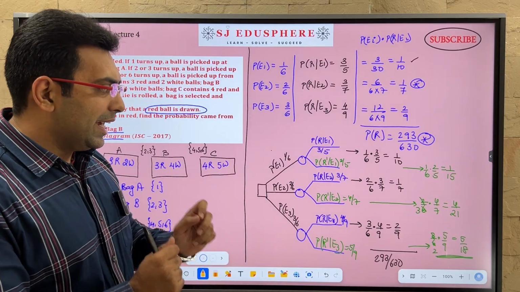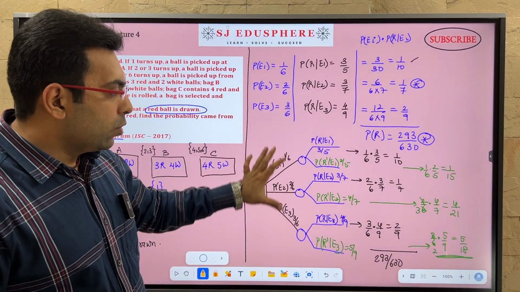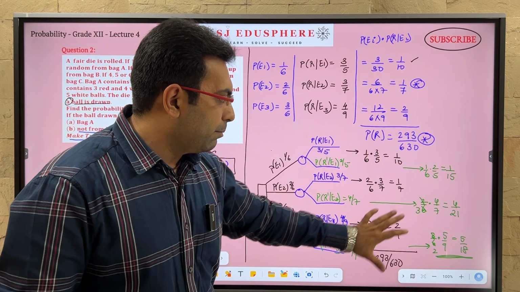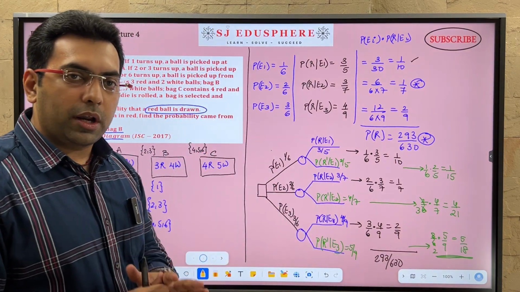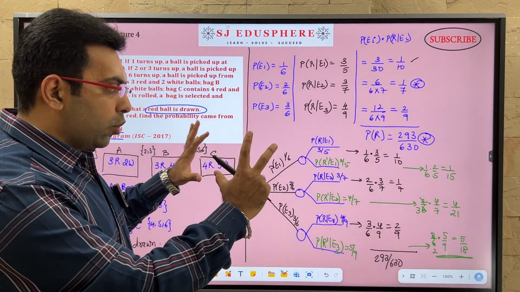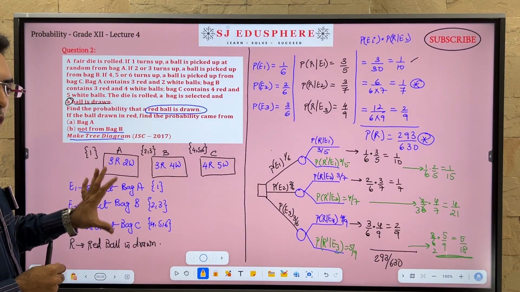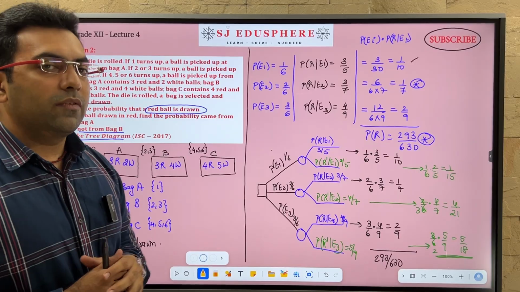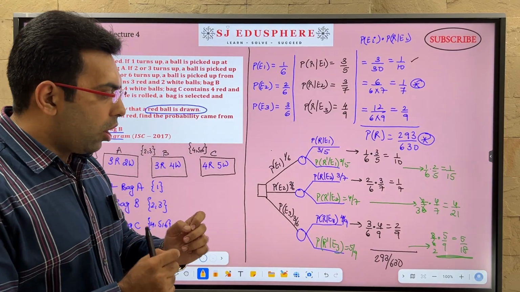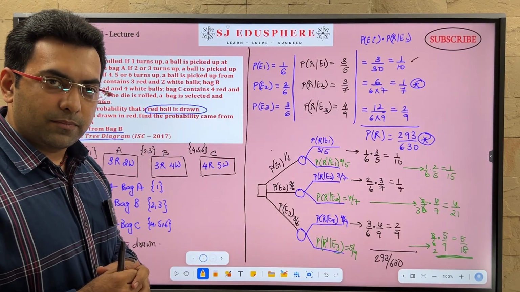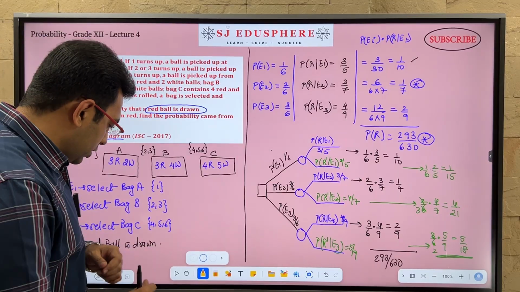Okay, so when a tree diagram is expected, you are only required to limit up to the black part. The green part is not required. But if you know to make the tree diagram and if you define your events properly, you can solve any kind of a sum with all your required steps. Let us look into the next sum.